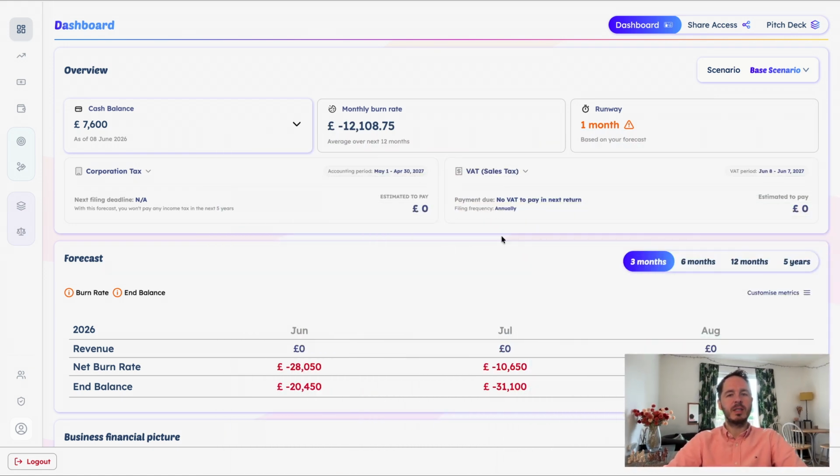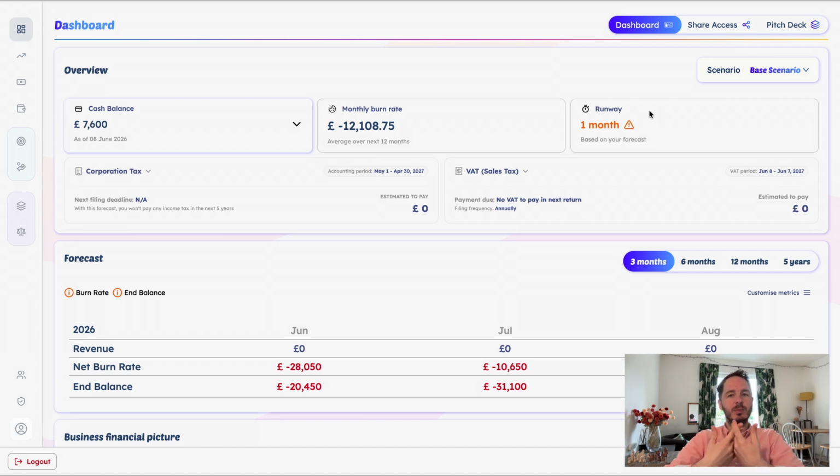The very first thing you see at the top of this page is what I call the 3 vital signs of your business. Right now the model is telling us cash balance is equal to 7,600 as of today and runway of 1 month with a warning triangle. Now, this is exactly the kind of clarity investors are looking for.